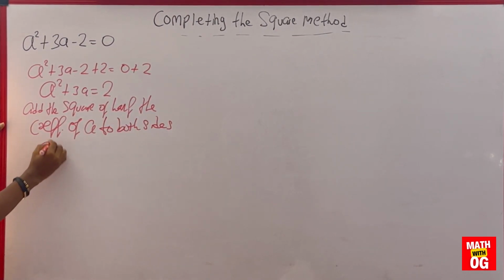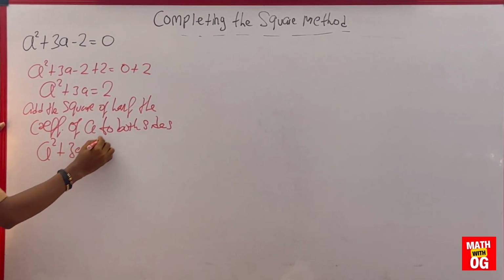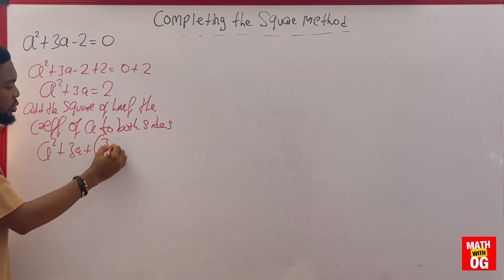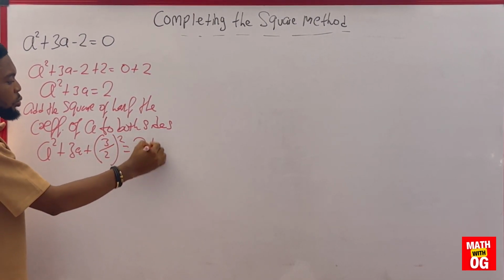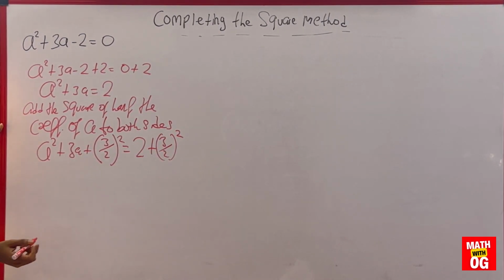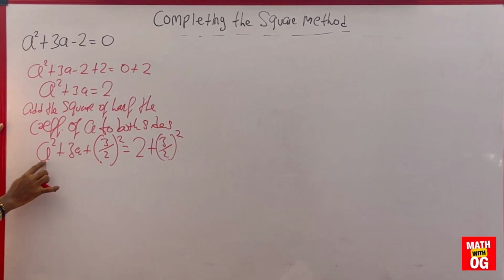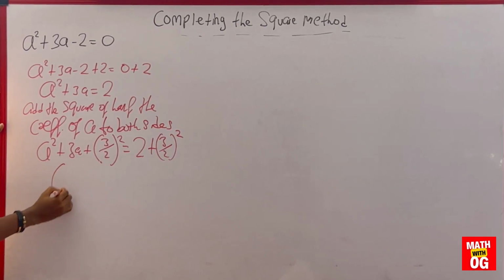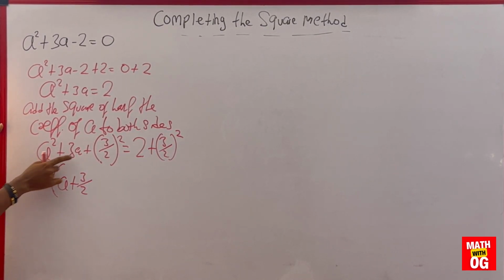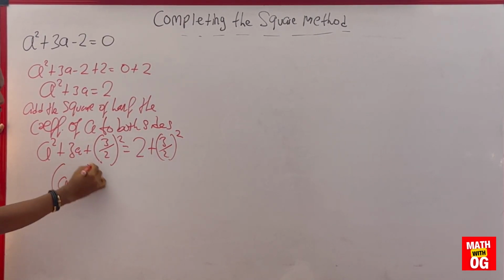So this will give me a squared plus 3a plus half of 3, which is 3 over 2, so this will give us 3 over 2 all squared. Add it to both sides: 2 plus 3 over 2 all squared. Now the next step, pick this a, pick this 3 over 2. So this will give us a positive 3 over 2. Supposing here were negative, this would be negative, so here would also be negative. But since this is positive, this will remain positive.